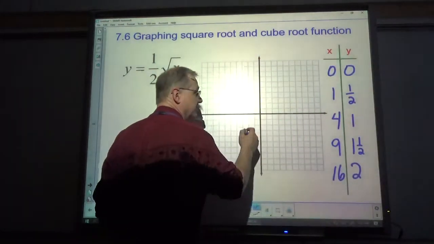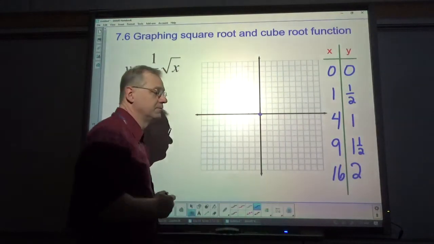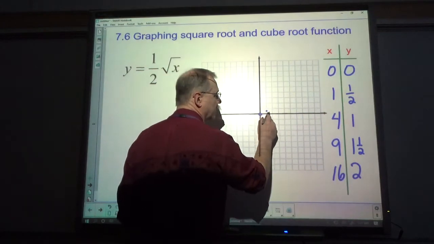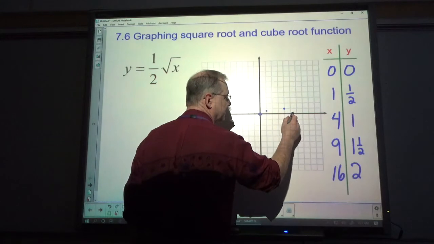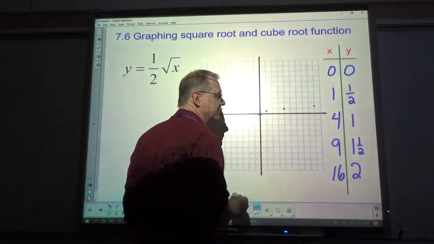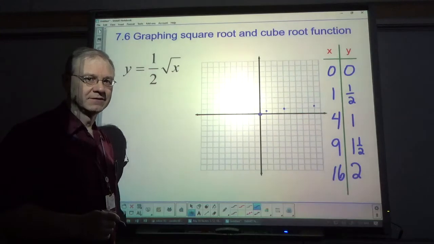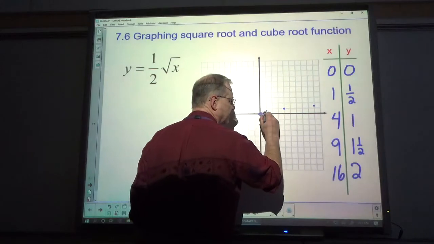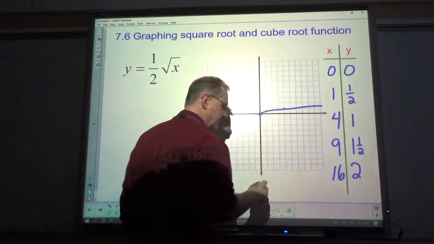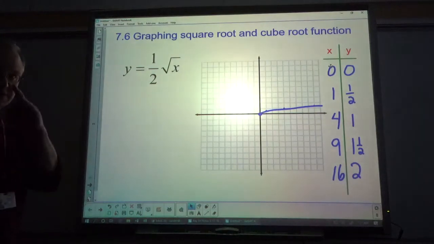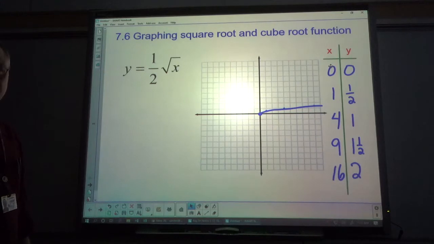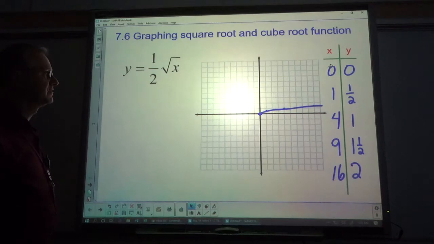So my graph is going to start at 0, 0, go to 1, 0.5, 4, 1, 9, 1.5. You can see it doesn't go up very quickly. It goes out much faster than it goes up. So I just connect these with a little bit of an arc, and you can always graph these in Desmos after you've done it on paper to see how it should look and if it matches what you've done. All right, there is our first example.